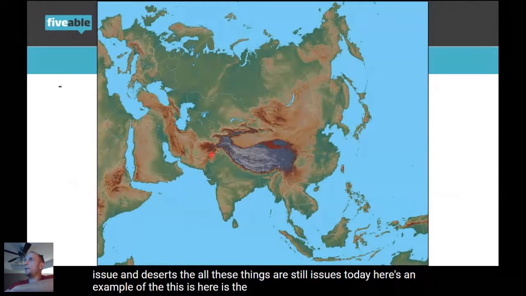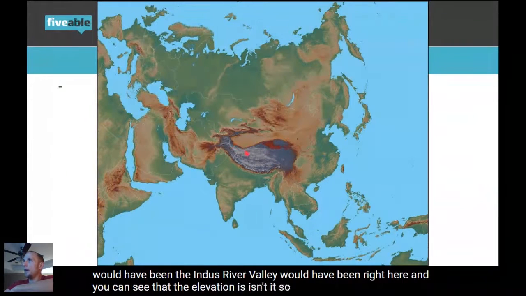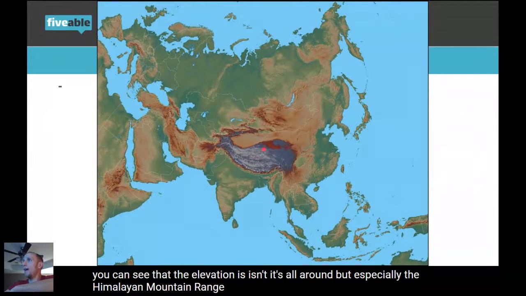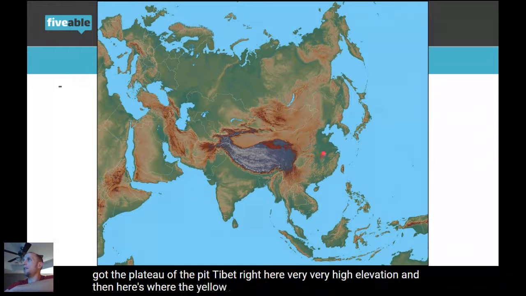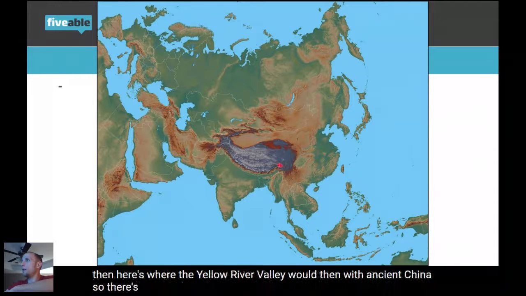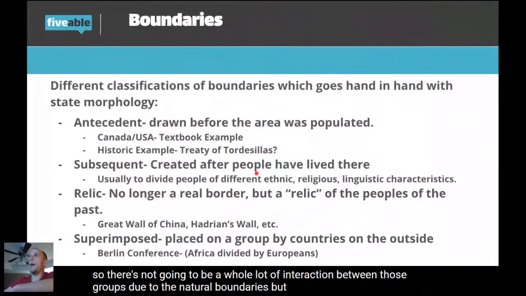Here's the example of where the Harappan river valley would have been. The Indus River Valley would have been right here, and you can see that the elevation is intense all around, but especially the Himalayan mountain range, the largest mountain range on Earth. You've got the plateau of Tibet right here, very, very high elevation. And then here's where the Yellow River Valley would have been with ancient China. So there's not going to be a whole lot of interaction between those groups due to the natural boundaries.